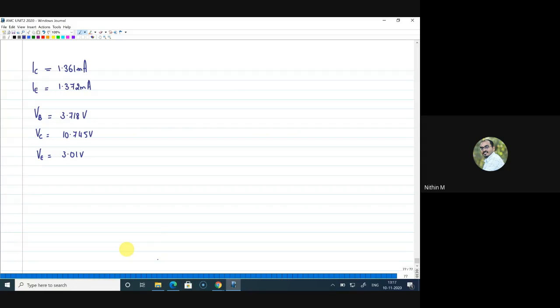So now you see your base-emitter voltage. You have an NPN transistor here. Base is at 3.7, emitter is at 3. That means the emitter-base junction is forward biased. Collector is at 10 and base is at 3, so the collector-base junction is reverse biased. So the transistor is in the active region of operation. Is that clear, Naveen? Yes, sir. Can you just tell me what is the next step?